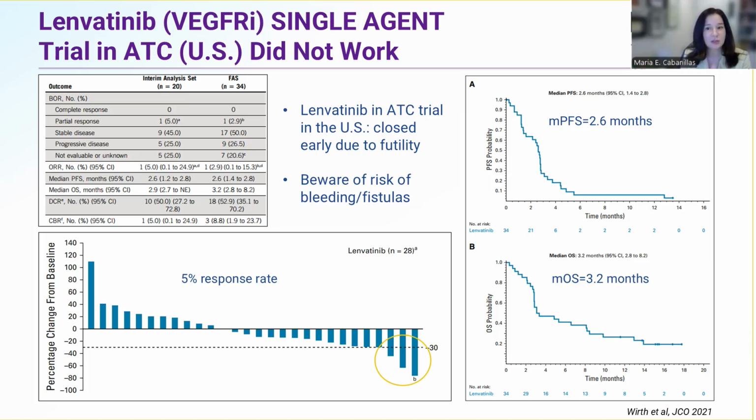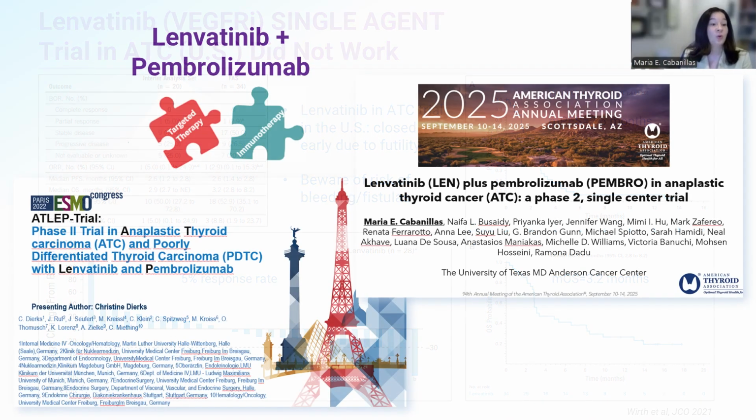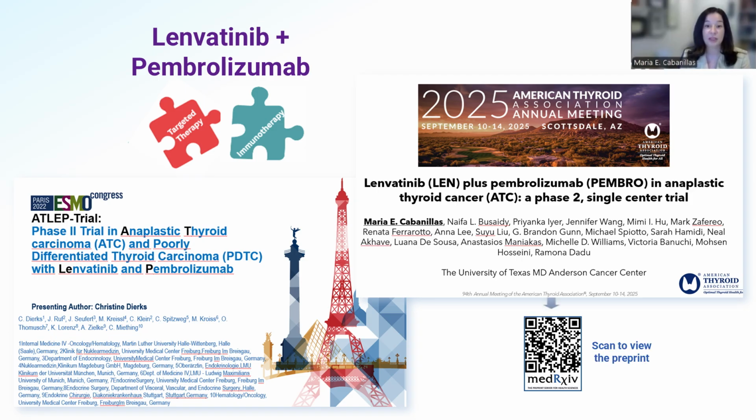But you do see a signal here. So there are patients that do have tumor shrinkage. And so the question is, can we add something to improve the overall survival rate? And the answer is yes. So we now combine lenvatinib with pembrolizumab. There are two studies that support this. One is the study from a German group, and then study from the MD Anderson group.